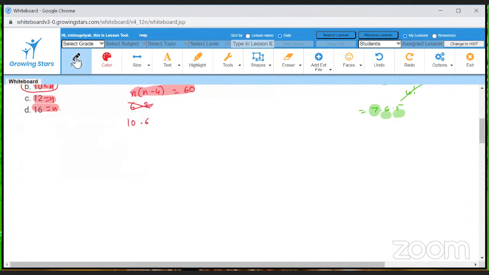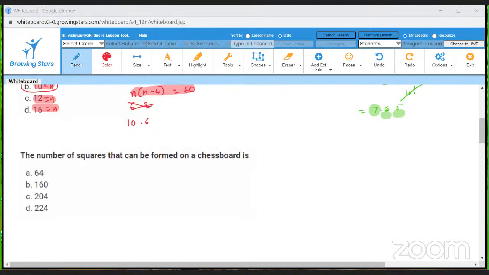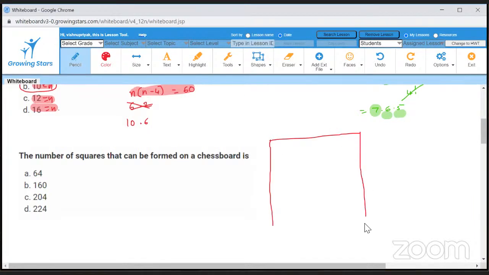Okay, next. The next question asks you the number of squares that can be formed on a chessboard. So actually, if you have seen the chessboard, how many squares will be there on the whole? If a chessboard is like this, observe the chessboard carefully.